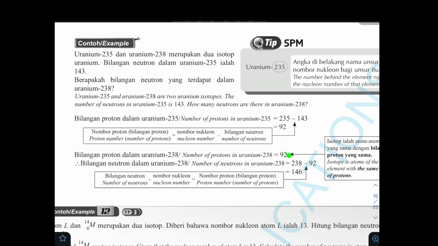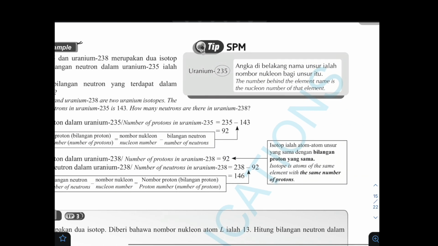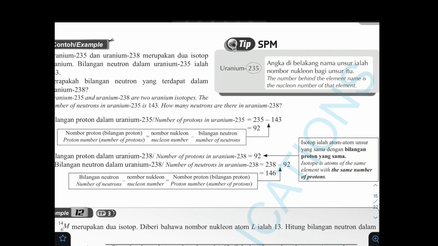If you know the number of proton, which is 92, then you can find the number of neutron in uranium-238. Sebab kita tahu 238 ni adalah nucleon number. So kita tahu proton number. So kita boleh dapat the number of neutron ya. Alright. Ini saya sudah terangkan tadi lah. Uranium-235. So the number behind the element name is the nucleon number of that element.